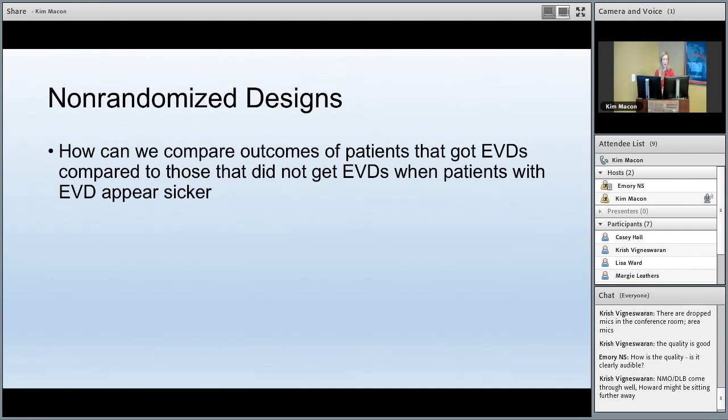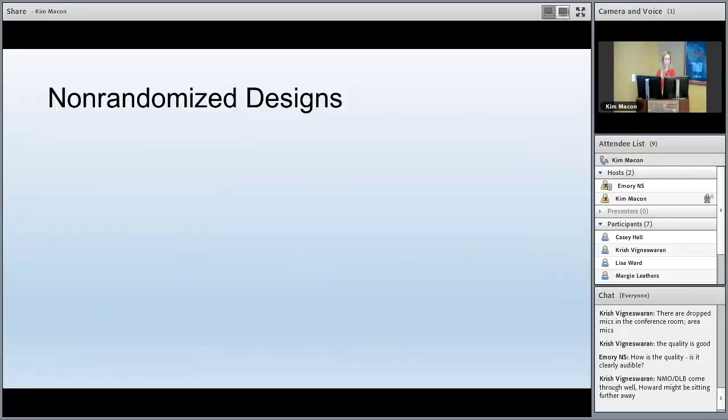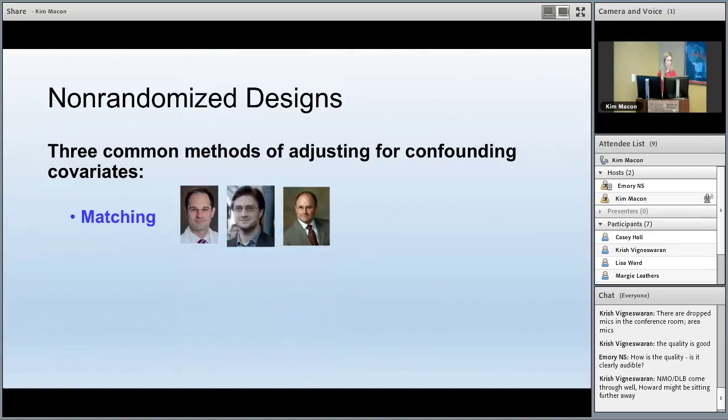So how can we compare the outcomes of patients that got EVDs compared to those that did not, when the patients that got EVDs appear sicker? So they're going to have higher mortality rates, right? So what methods can we use to control for these differences that allow us to make meaningful comparisons between the groups? So there's 3 common methods for adjusting for confounding covariates. Matching, right? You can find patients that are similar.